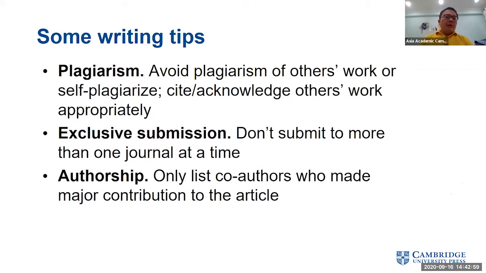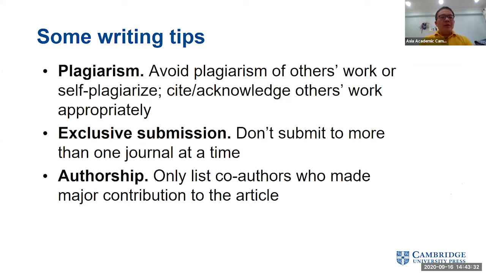And exclusive submission, as I mentioned earlier: do not submit to more than one journal at a time. I'm emphasizing this again because certain early career researchers might not be aware, but for journals, you can only submit to one journal at a time. So you will need to wait for the journal to get back to you whether they are accepting it for review or they are going to reject it. Of course, after they reject your paper, you can submit it to another journal. But meanwhile, you just have to wait.